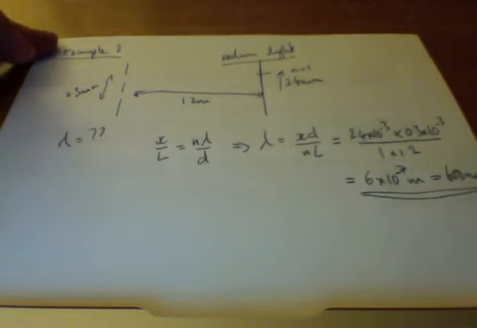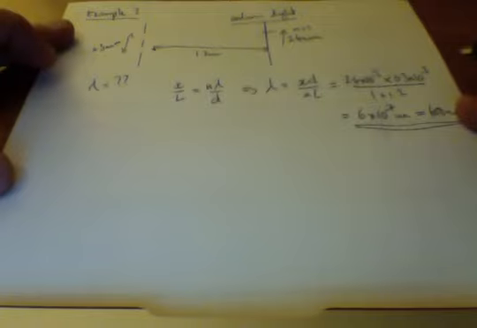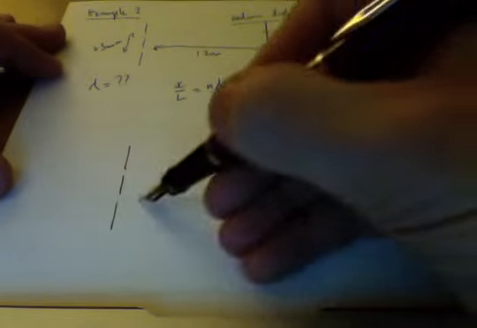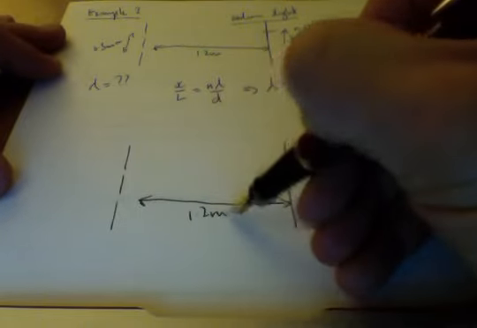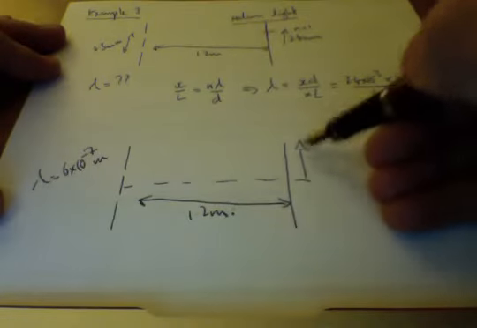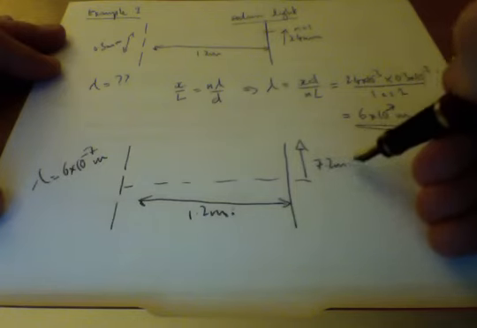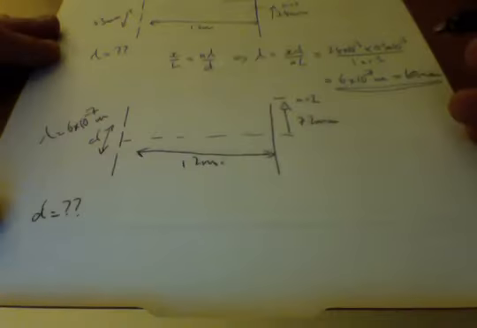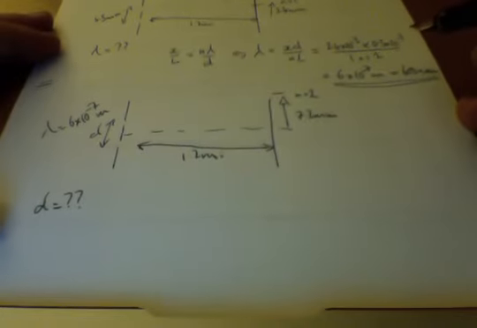Excellent. Okay then, now let's do the second part to this question. Let's say that on the screen, all else being equal, 1.2 meters, we're using the sodium light, but now we get a separation of 7.2 millimeters for n equals 2. What is the separation of the slits? So D equals what? If you think you know, press pause and give it a go, otherwise I'll run through the solution right now.